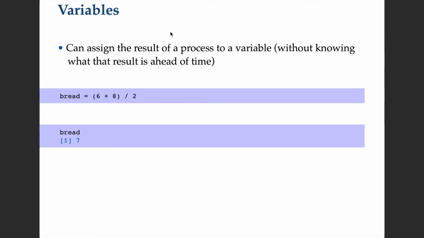So you can also assign the results of a process to a variable without knowing what that result is ahead of time, right? So you can assign anything to a variable. So here, we're assigning to the variable bread 6 plus 8 divided by 2. So we don't have to know what this is to do this assignment, right? So then we could type bread and hit enter, and it'll give us the result of that process. So it gives us 7. So we've assigned this process to bread, and it's done the calculation for us.